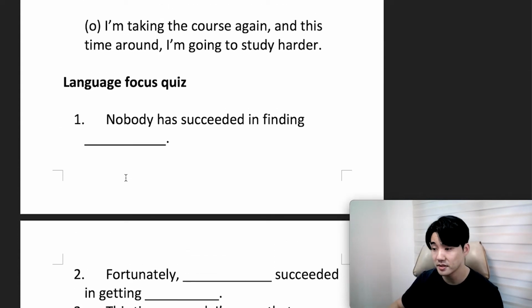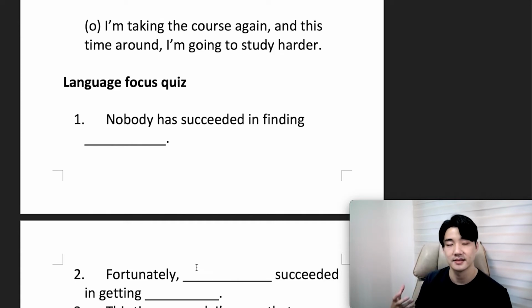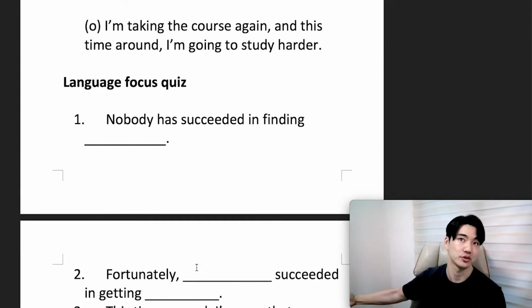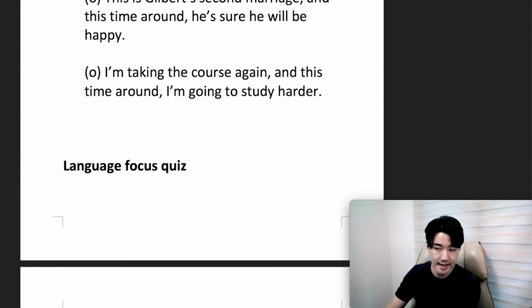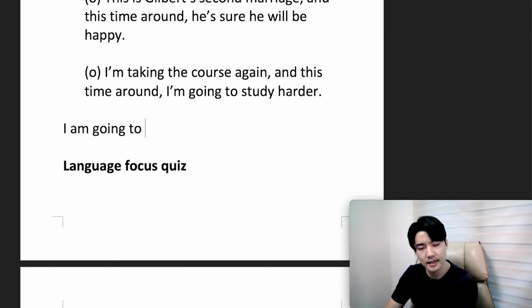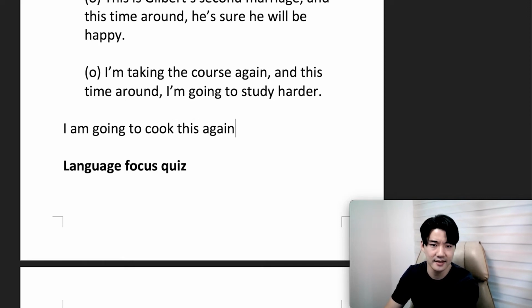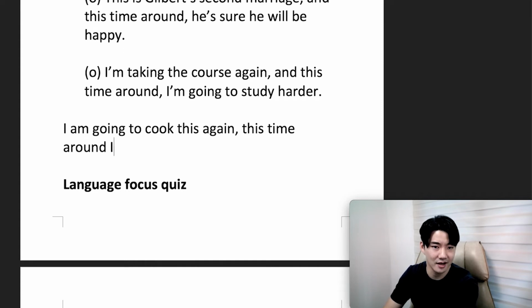The next example was, I'm taking the course again, and this time around, I'm going to study harder. Yes, so this time around, this is the time now, this is going to change. So another example, let's say, I am going to cook this again. This time around, I will read the recipe.